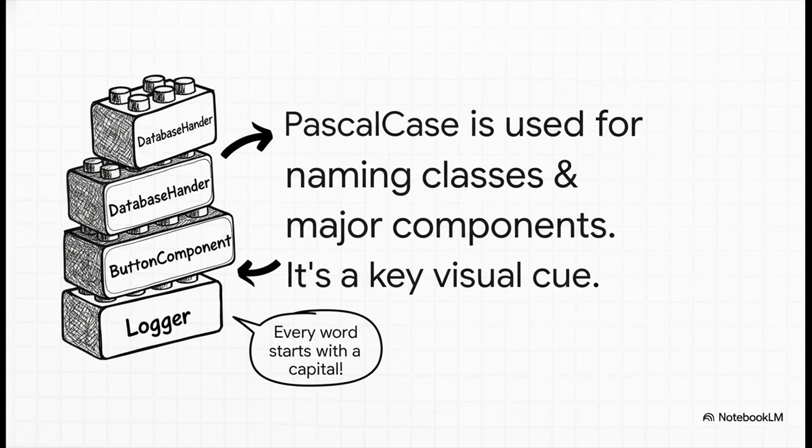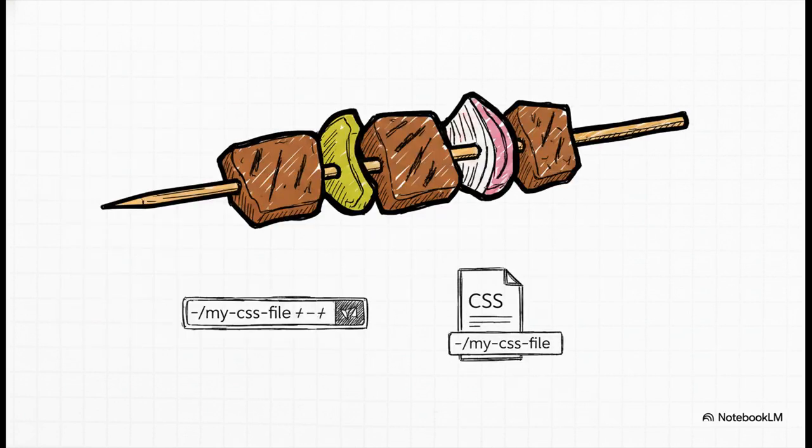Now, listen up, because this one's a really important distinction. Pascal case. See how every single word starts with a capital letter? That's not just a style choice, it's a signal. You pretty much only use this for naming things like classes or major components. It's a visual cue that shouts, hey, I'm a major building block of this program. And last but not least, we have kebab case with the hyphens right through the middle. You're not really going to see this inside your main Java or Python code. This one lives more on the outside for things like URLs or naming your CSS files. It's absolutely essential for keeping your project structure clean and readable.